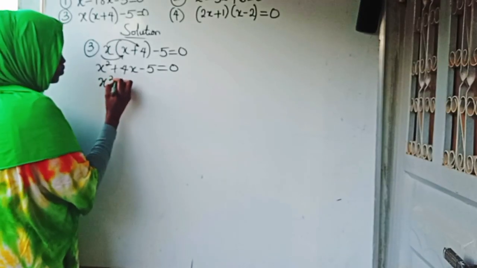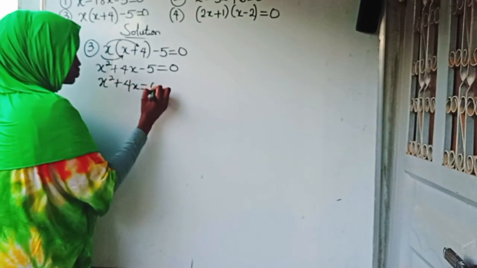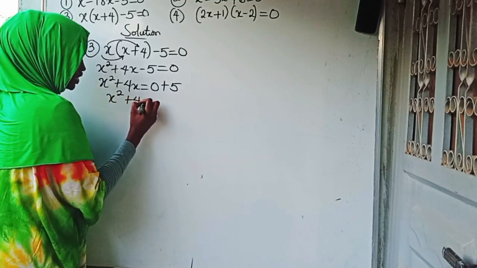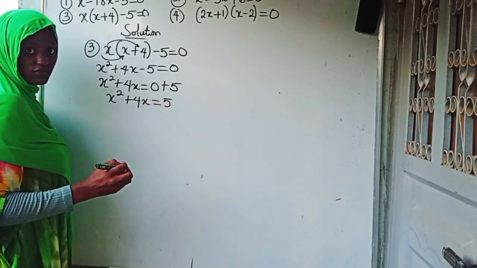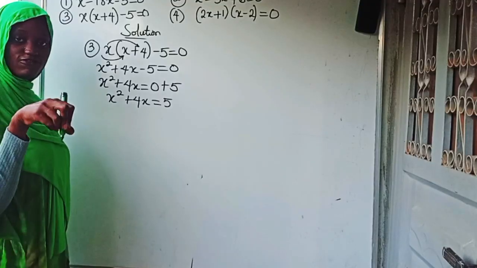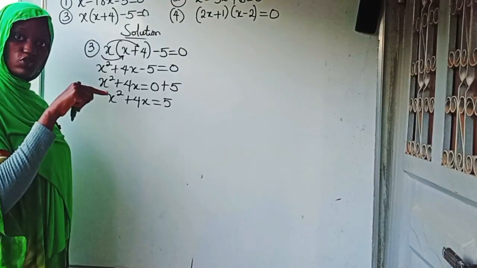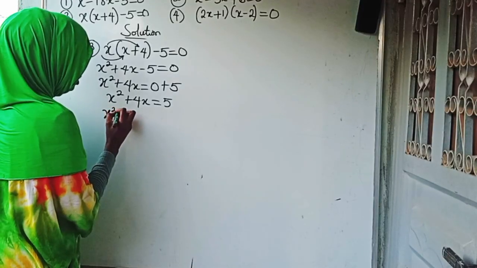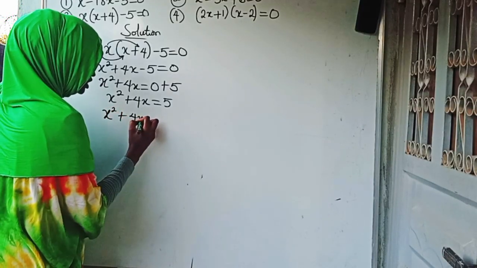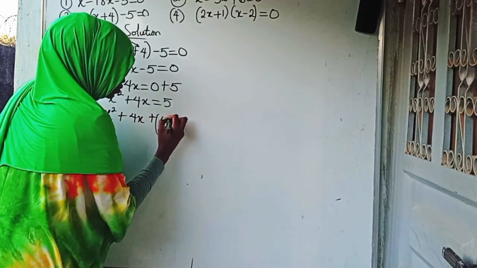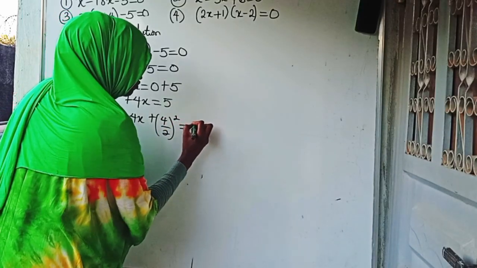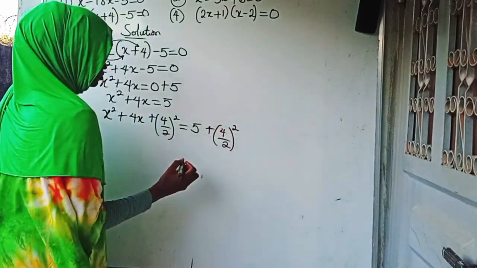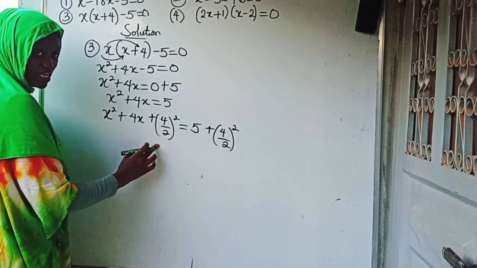So we take the minus 5 to the right hand side. It becomes x² + 4x = 0 + 5, so x² + 4x = 5. Now what do we do next? We take half of the coefficient of the middle term, square it, and add to both the left and the right hand side. So this becomes x² + 4x + (4/2)² = 5 + (4/2)². We have done the same to the right and left hand side.